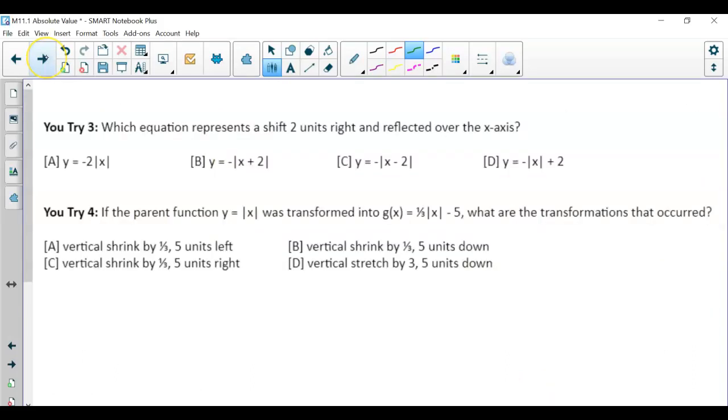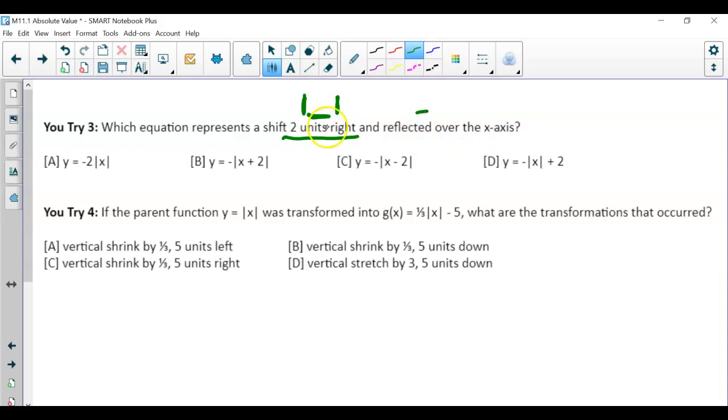Go ahead and pause the video now and try these 2 U-tries on your own. And here we go. So which equation represents a shift 2 units right? So that needs to be on the inside of our absolute value and reflected over the x-axis. So I do need that negative on the outside here.